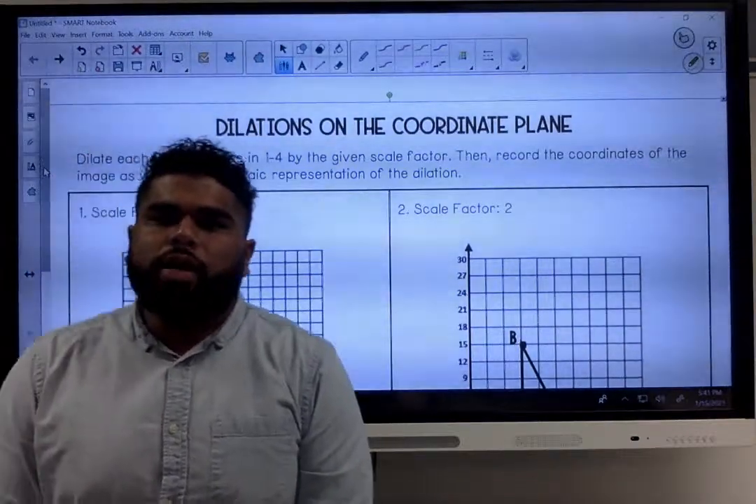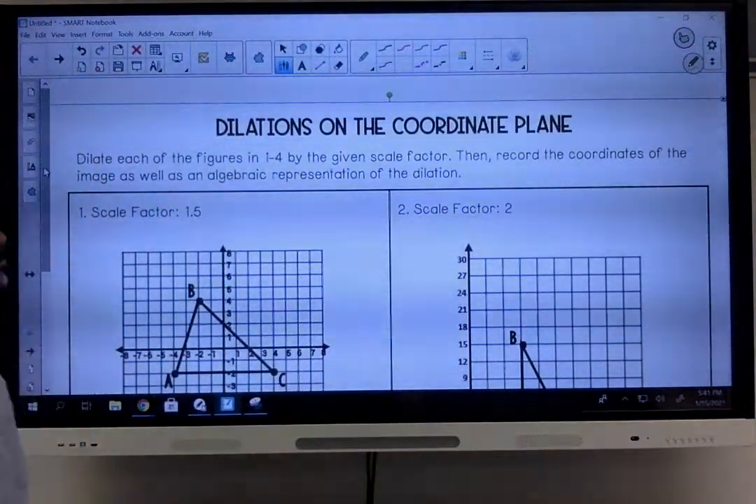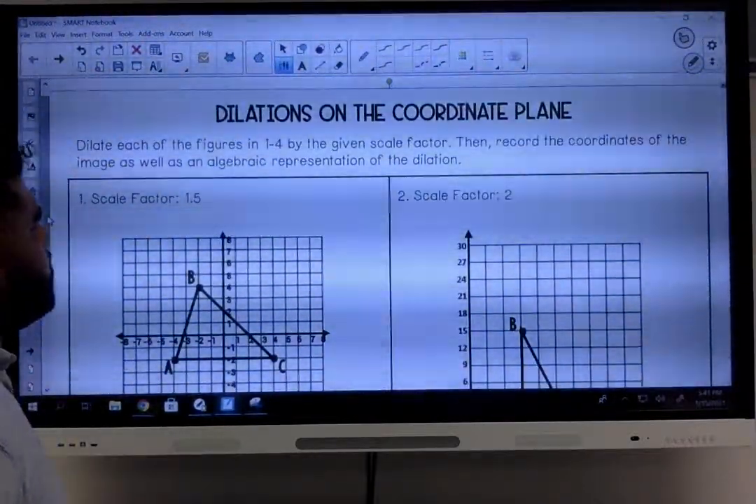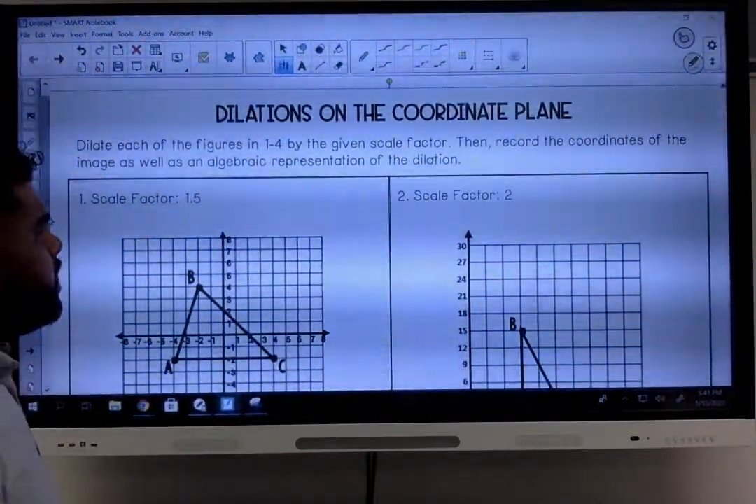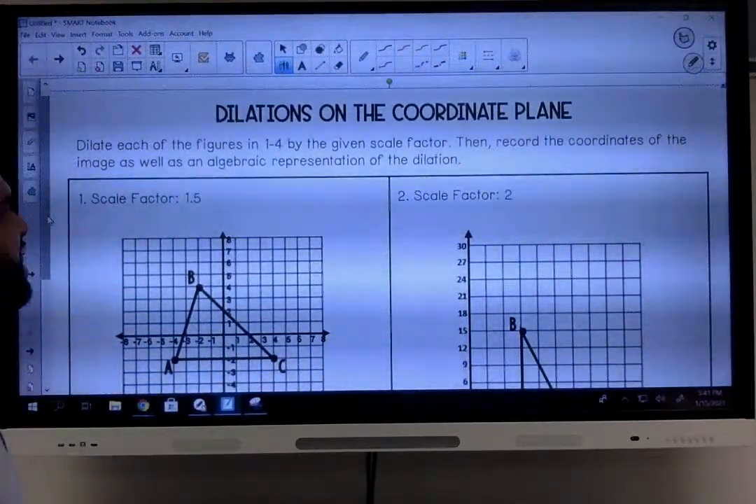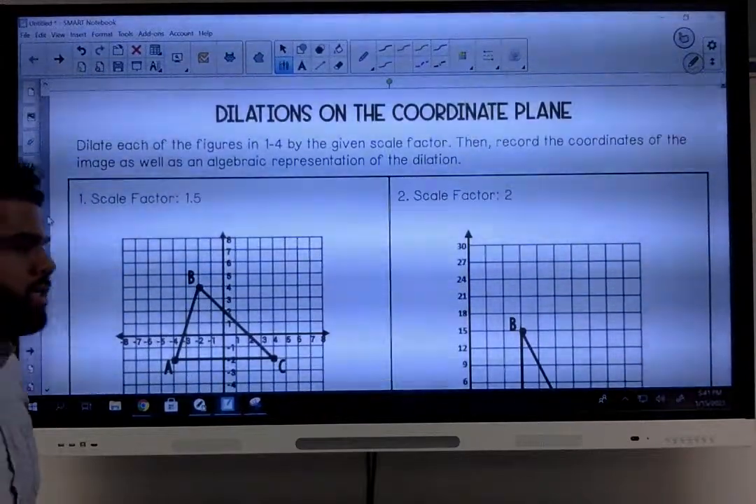Okay, now let's do dilations on a coordinate plane. Dilate each of the figures in questions 1 through 4 by the given scale factor. Then record the coordinates of the image as well as an algebraic representation of the dilation.